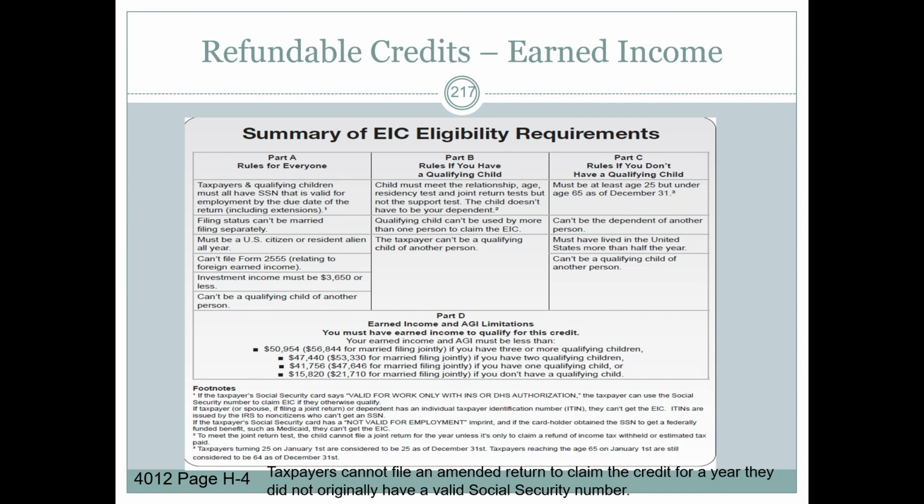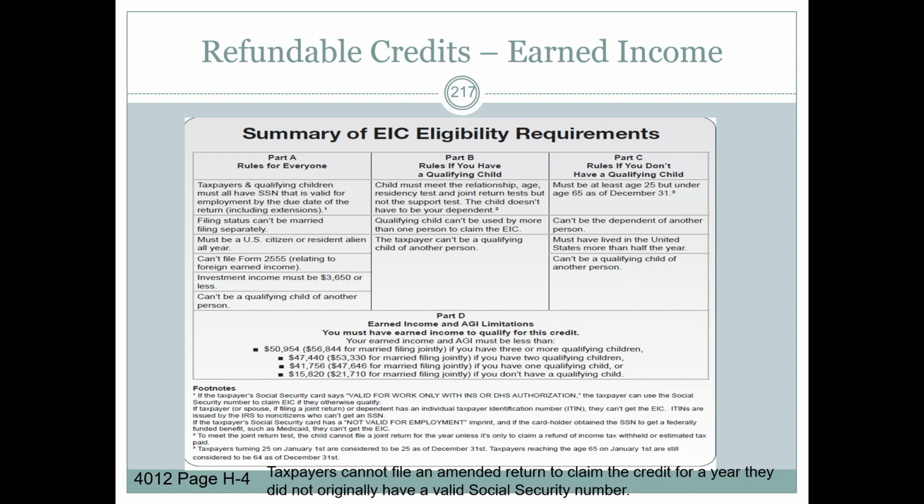ITINs are issued by the IRS to non-citizens who can't get a Social Security number. If the taxpayer's Social Security card has a "not valid for employment" imprint, and if the card holder obtained the SSN to get a federally funded benefit such as Medicaid, they can't get the Earned Income Credit.